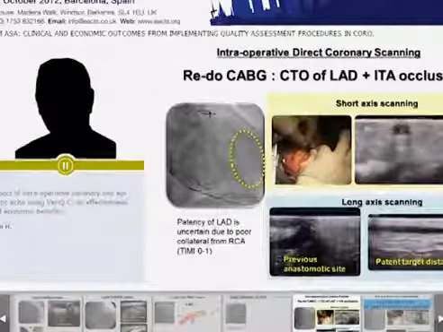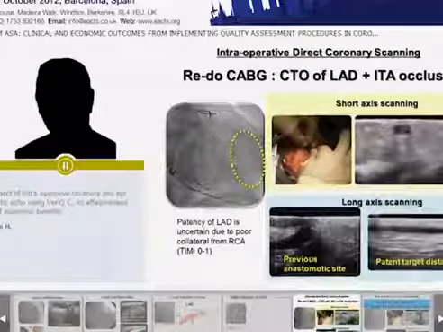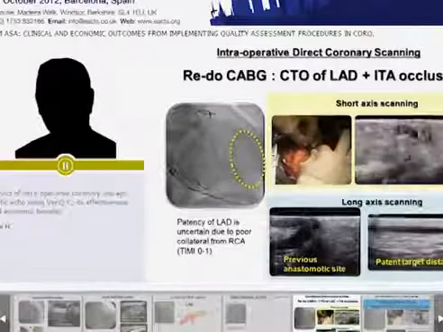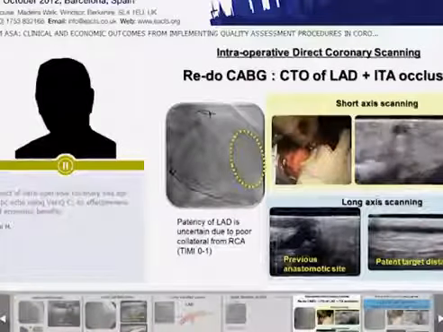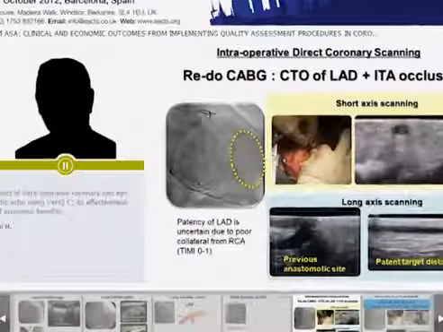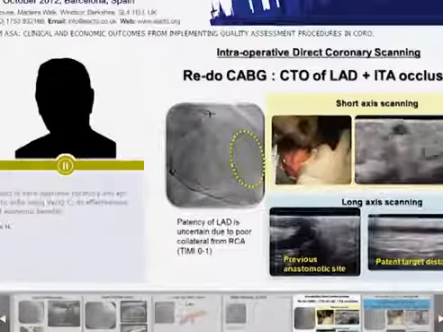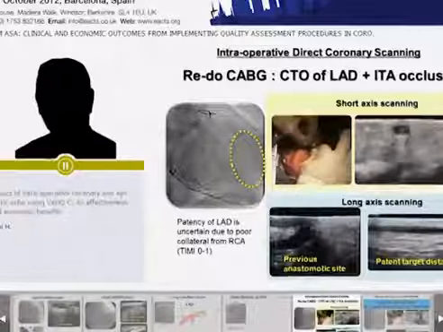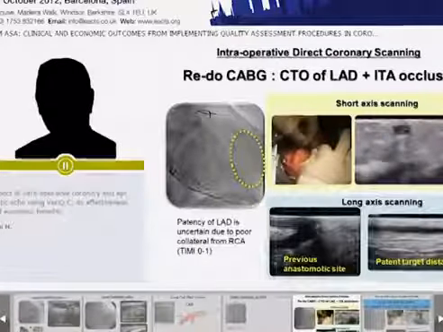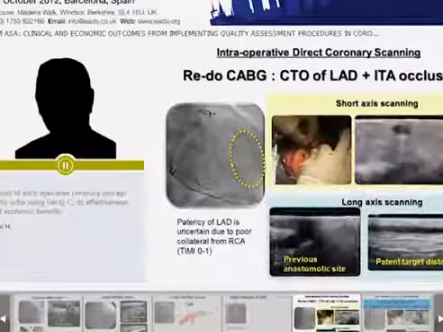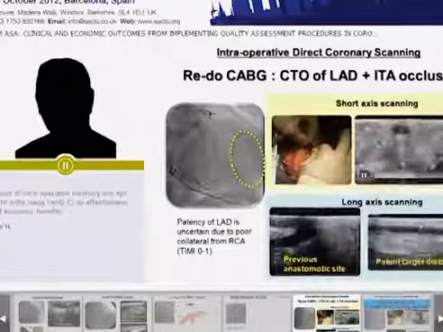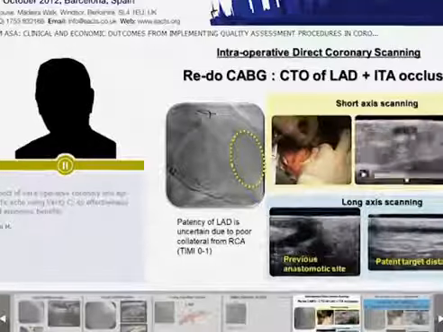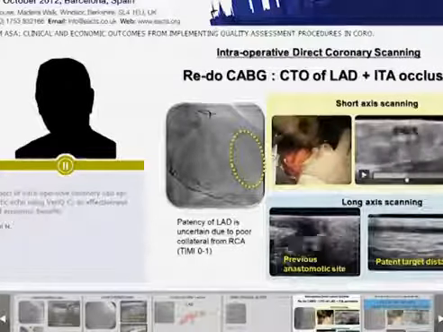Okay. This is a redo case. The other surgeon did this case, and the IT was occluded, and there was a CTO of the LAD, and I couldn't find the actual lumen of the LAD. So as Dr. Asai showed, the short axis scanning showed a very nice view of that graft. Let's see if I stop this. See.